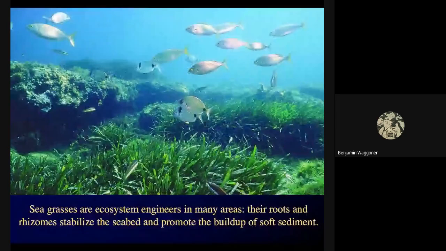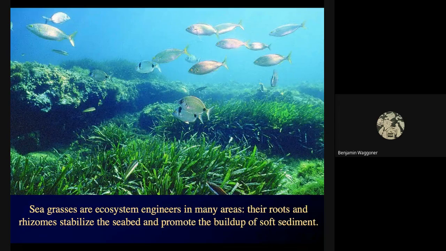And in many places, they're important ecosystem engineers. Seagrass roots and seagrass rhizomes, the horizontal spreading stems that they have, stabilize the seabed. They keep it from eroding. They allow soft sediment to build up, keeping it from getting washed away in currents. And that soft sediment is great for living things to burrow in, many of them. Many critters will hide in the seagrasses or swim around them, as you see with all these fish here.